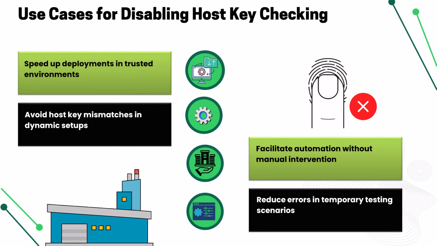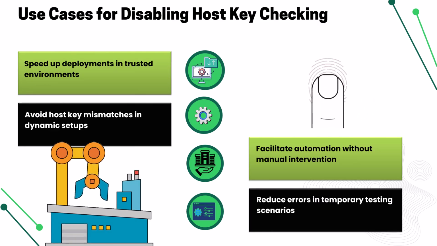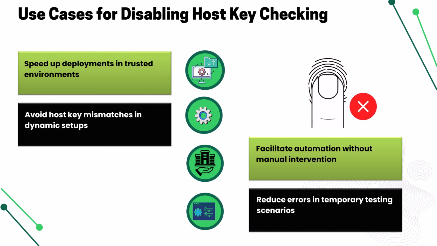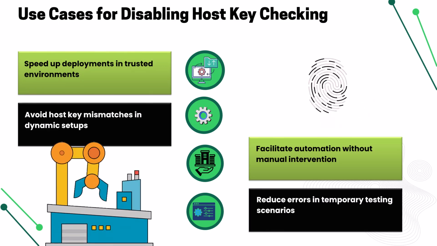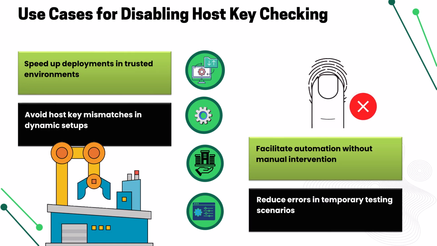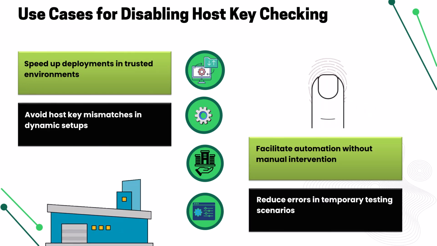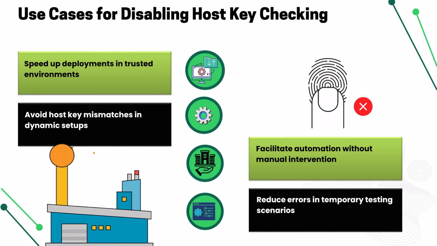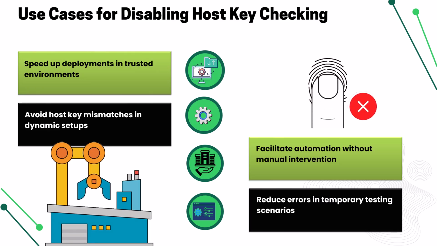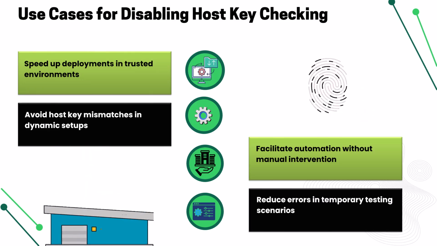Host key checking, great for security, but sometimes an obstacle in automation. Disabling it speeds up deployments when you trust your environment. In dynamic setups, it prevents mismatches that make Ansible grumpy. Automation is supposed to be hands-free, so skipping manual interventions is a win. And for temporary testing, well, you don't need the full security parade, just a quick test drive.